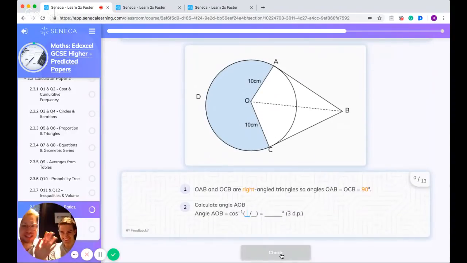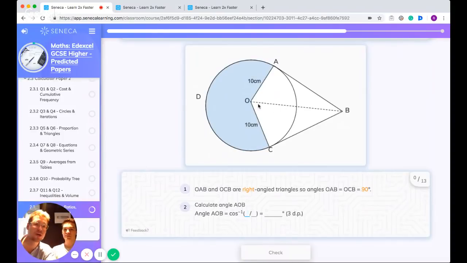So first thing we're going to do is calculate angle A to O to B. Now, what sides do we know? We know 10 centimeters and 15 centimeters. Let's label up our triangle. What side is this? Shout out on the chat. Which side of the triangle is O to B?